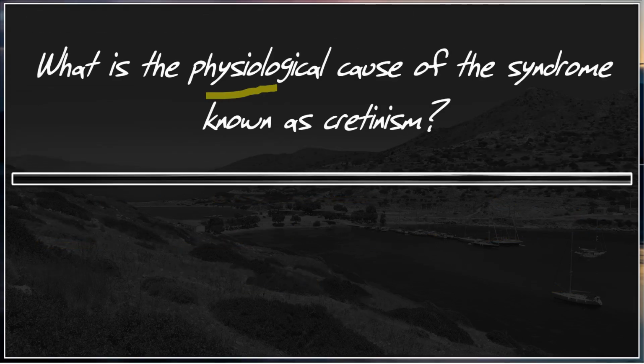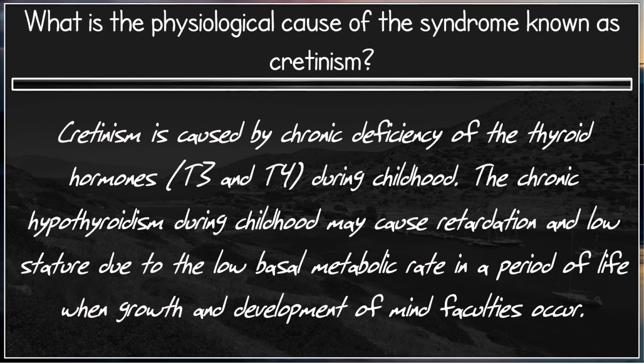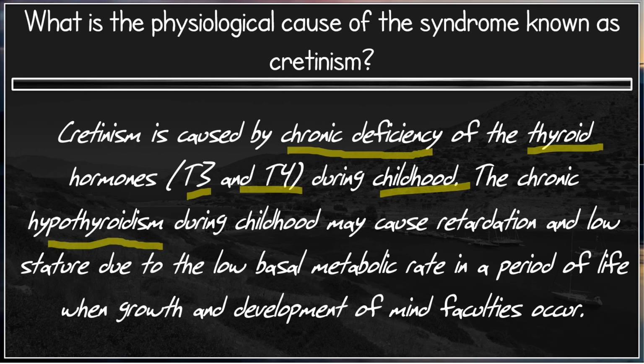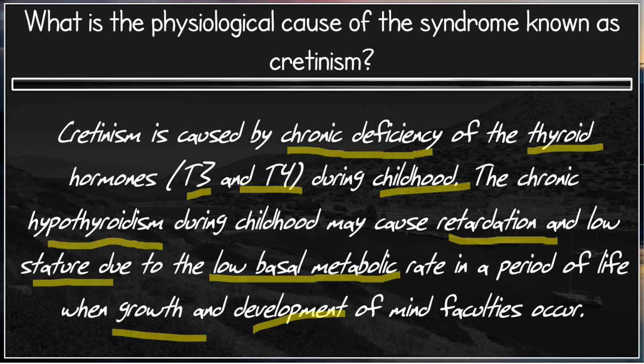What is the physiological cause of the syndrome known as cretinism? Cretinism is caused by chronic deficiency of thyroid hormones T3 and T4 during childhood. The chronic hypothyroidism during childhood may cause retardation and lost structures due to low basal metabolic rate in the period of life when growth and development of mind faculties occur.